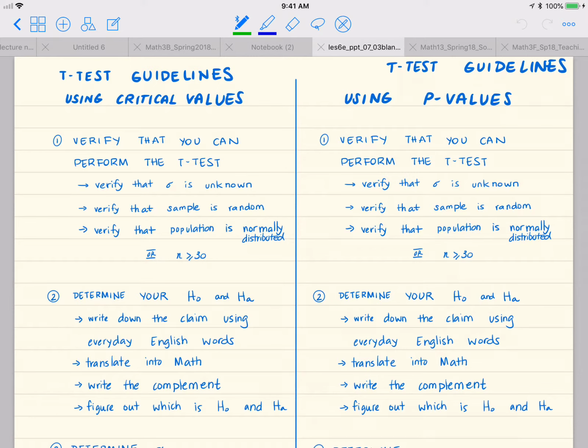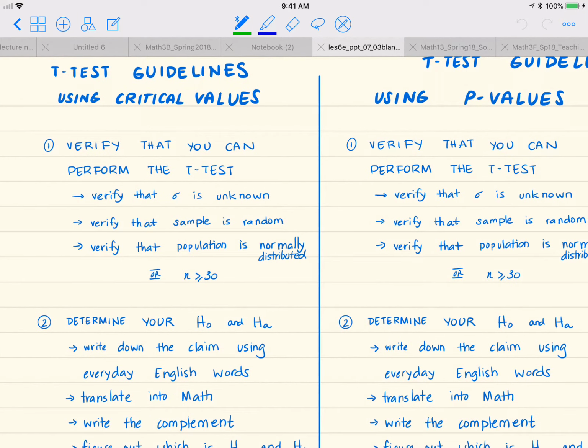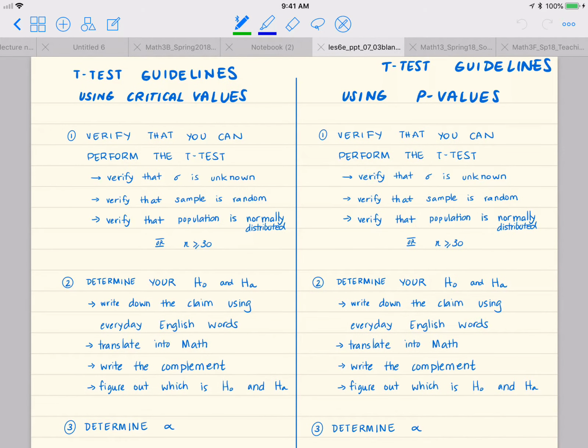Now I've made this little chart here, and I think it's a helpful guideline because there are actually two ways to perform hypothesis tests. There's the way using p-values. This is the way that your calculator does it, right? When we're using our calculator, the output is a p-value, which stands for probability value. That is a newer way to conduct a hypothesis test. The older way, the traditional method, is using critical values, okay?